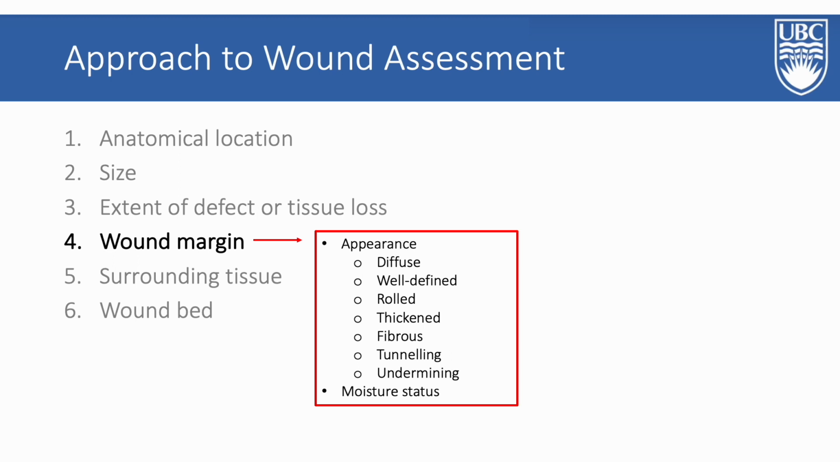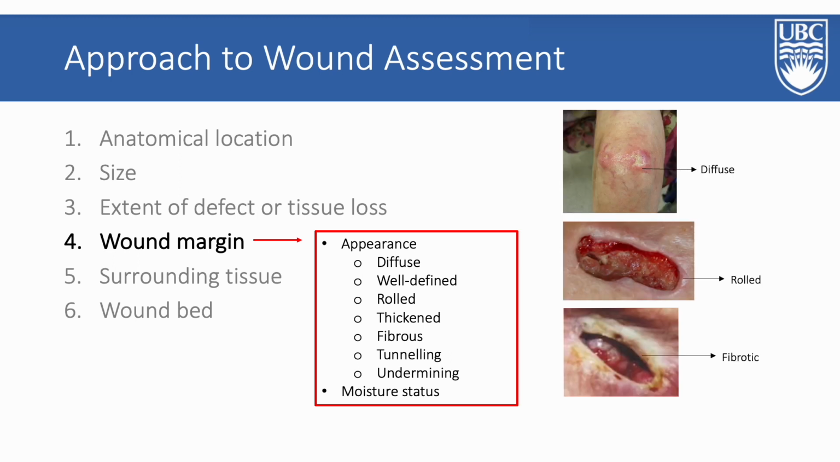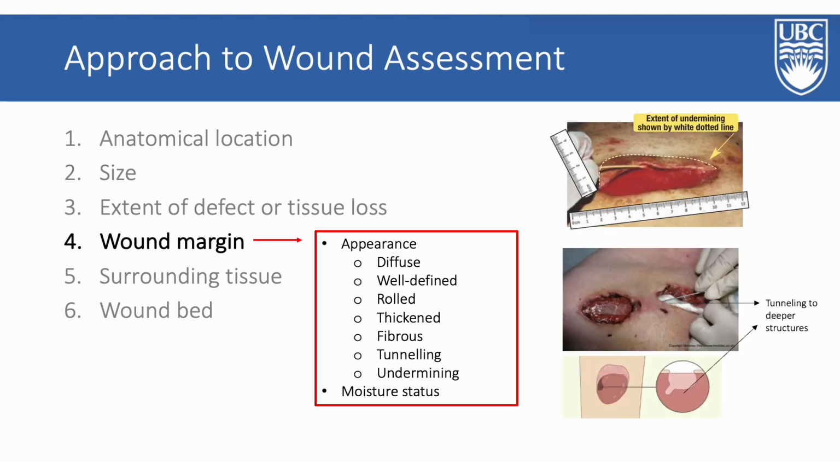Next, comment on the wound edges. It can be well-defined, diffuse, rolled, thickened, fibrous, or scarred. Note if there is tunneling or a connection under the skin from one wound to an adjacent wound, or undermining, which is an erosion underneath the wound edge. Also note the moisture level of the wound.